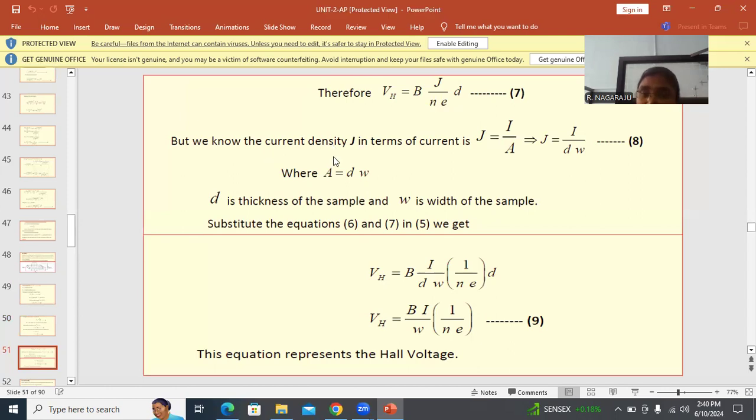We know that the current density is denoted by J. In terms of current, J is equal to I by A, and A can be written as d W, where d is the thickness of the sample and W is the width of the sample.